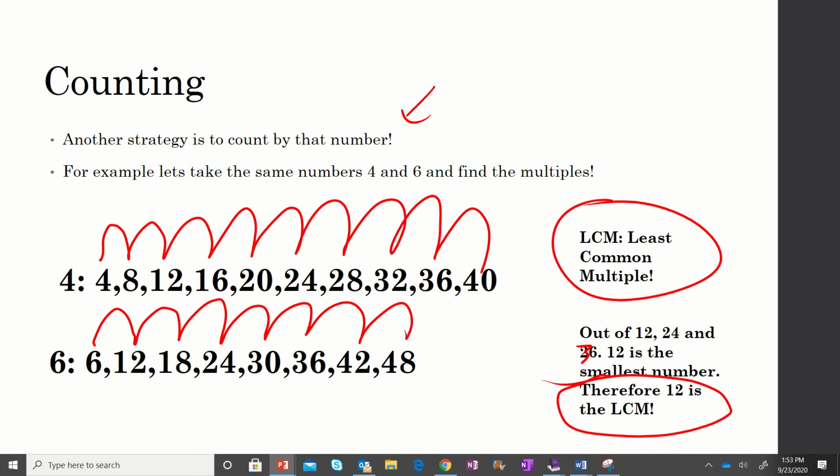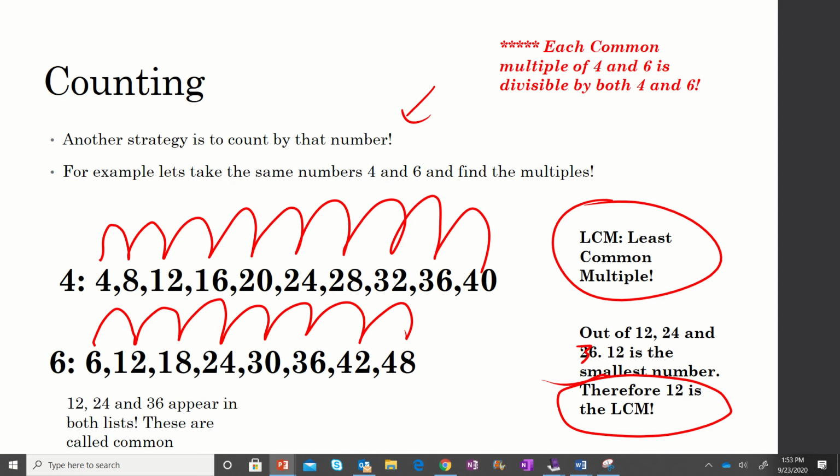On a test, what you'll need to do is list the multiples and find your least common multiple, which you now know is the smallest common number between the numbers. We see here 12, 24, and 36 appear in both lists. These are called common multiples. Each common multiple of 4 and 6 is divisible by both 4 and 6 as well.